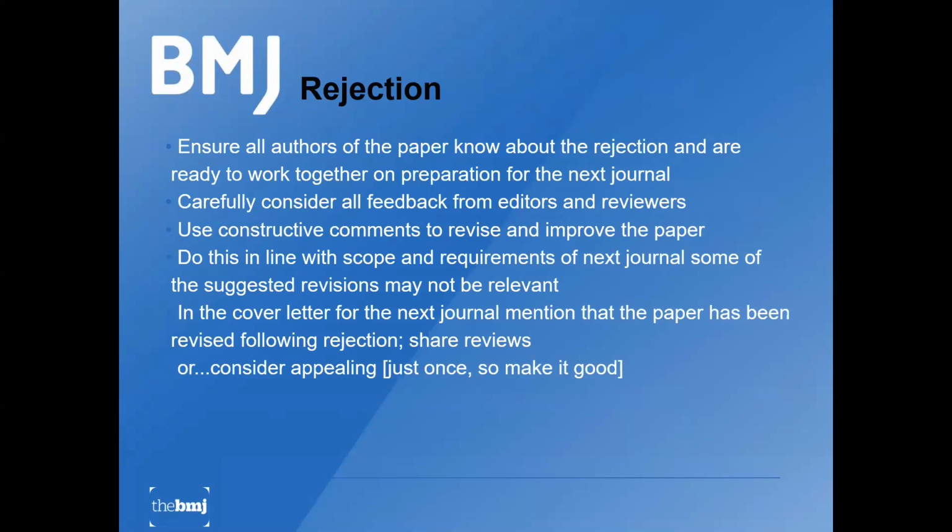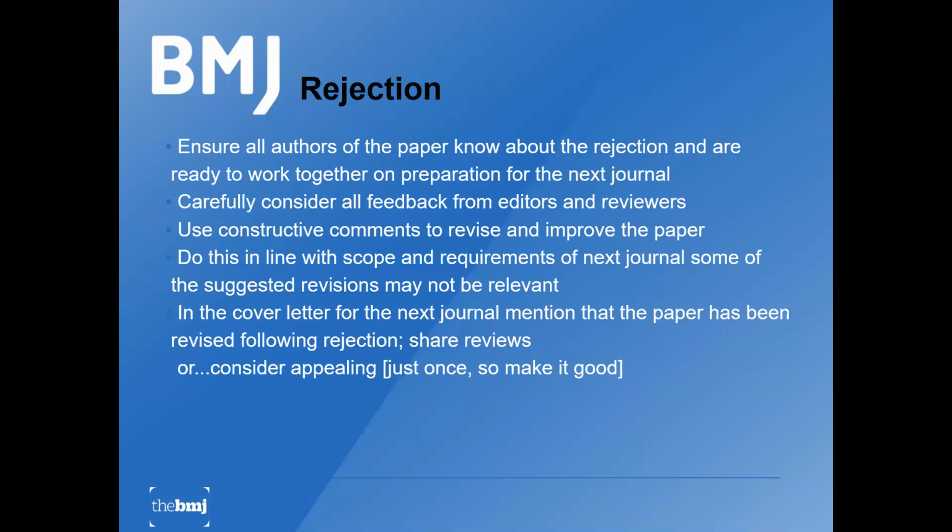If your paper is rejected, then the thing to do is to inform your co-authors and start work immediately on preparation for the next journal. Consider the feedback from the editors and reviewers of the first journal and use their comments to improve the paper, and do this in line with the scope and requirements of the next journal. You might consider appealing. The BMJ does allow appeals, but just one appeal. So make it good.